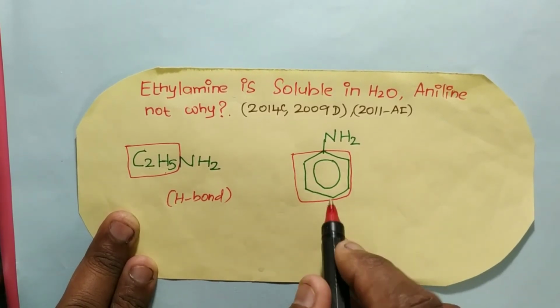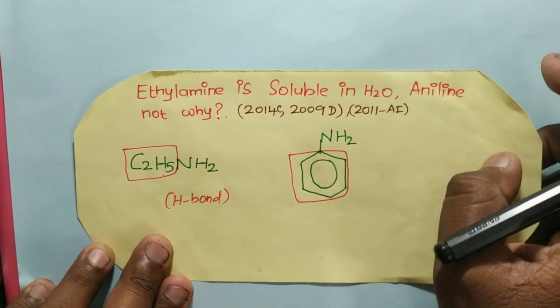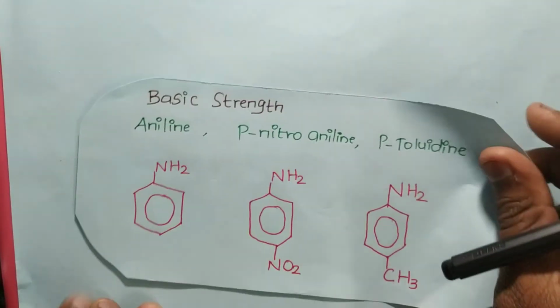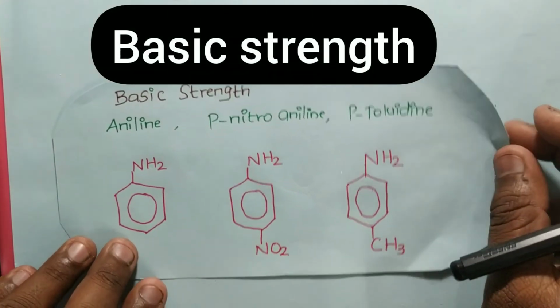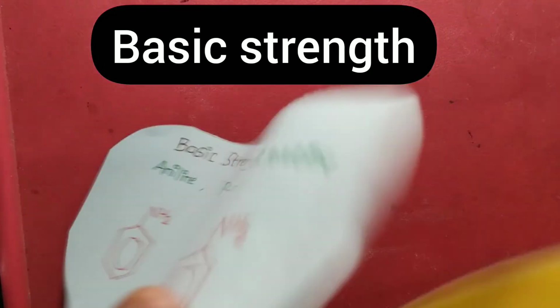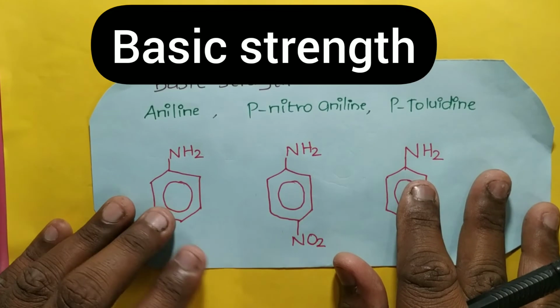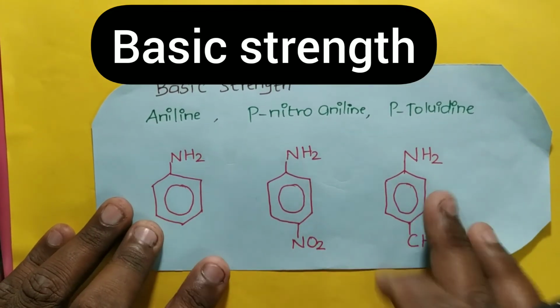So the bulky group and moreover the hydrophobic one, that is why it is insoluble in water. And the next one is a very important one. This is the basic strength, what we have to find out, the basic strength of the compound given. So how will the basic strength be here? Here the basic strength of aniline, para-nitroaniline and toluidine is given.